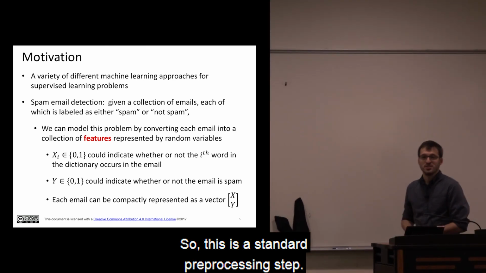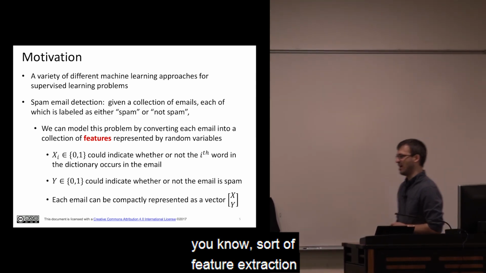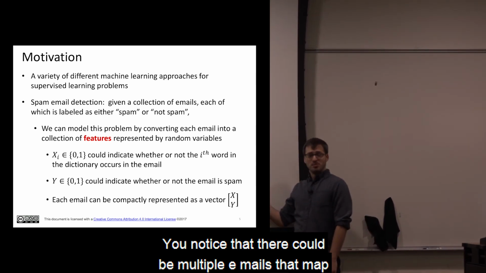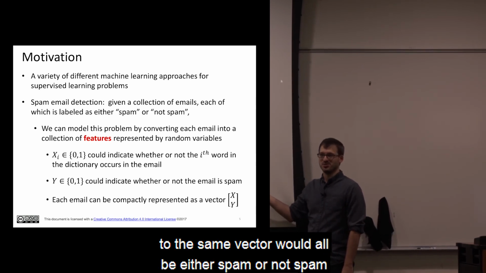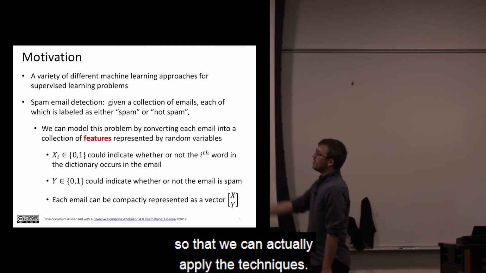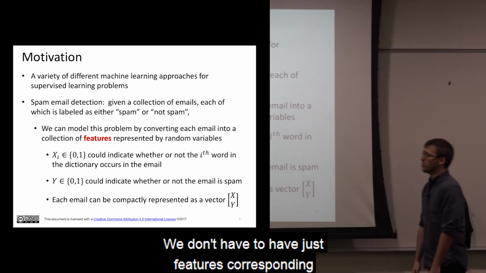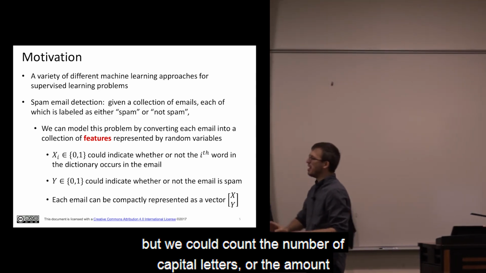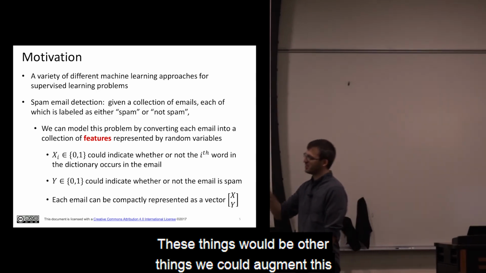So this is a standard preprocessing step. I think in some of the previous days you focused on feature extraction and different ways you can represent data. It's not unique. You notice that there could be multiple emails that map to the same vector here. We would hope that all the emails that map to the same vector will all be either spam or not spam, so that we can actually apply the techniques. We can generalize this too. We don't have to have just features corresponding to whether or not a word occurs. For example, we could count the number of capital letters or the amount of punctuation in an email. These would be other things we could augment this feature vector with.